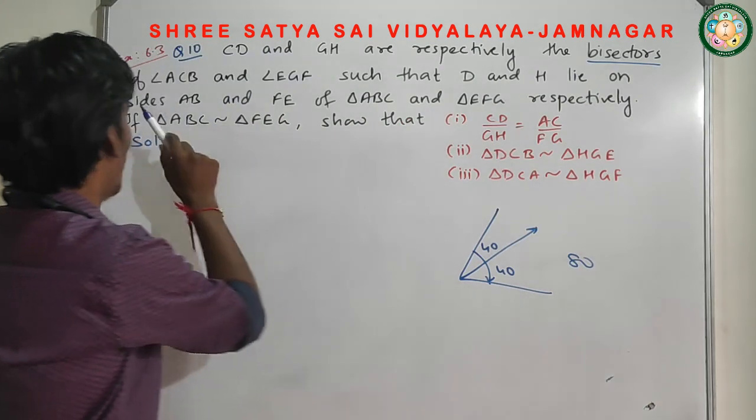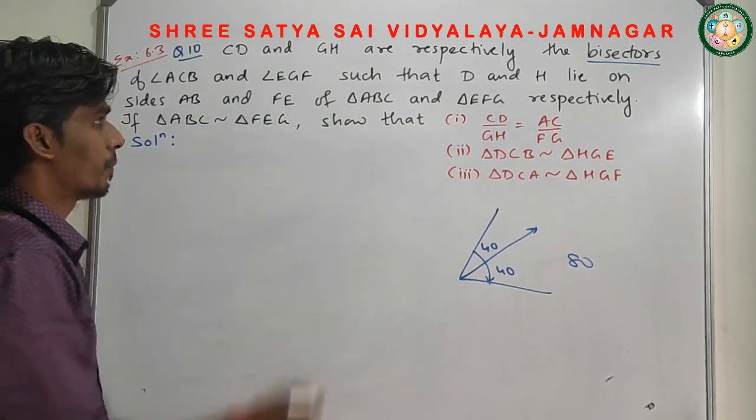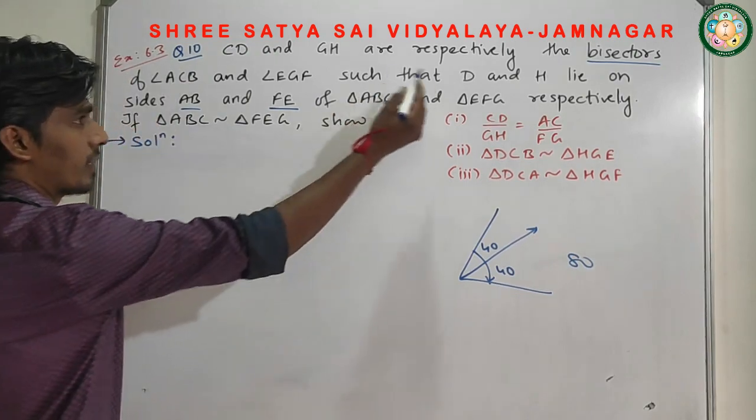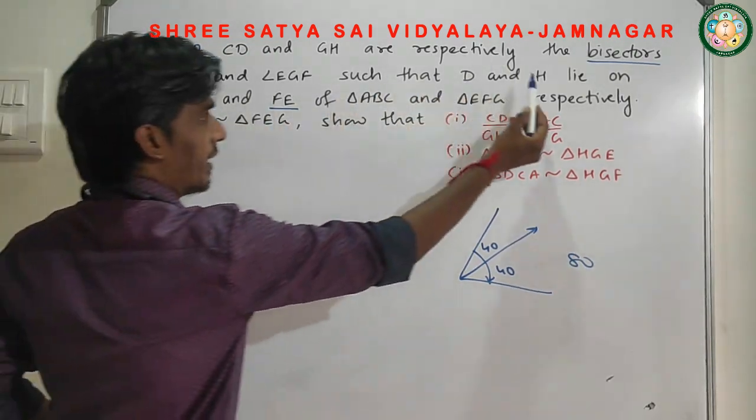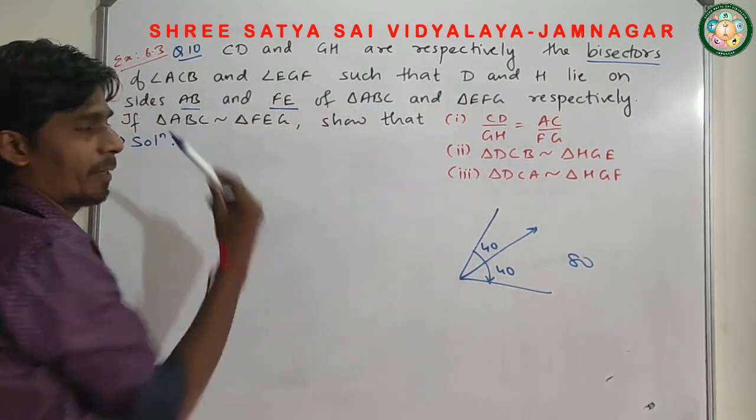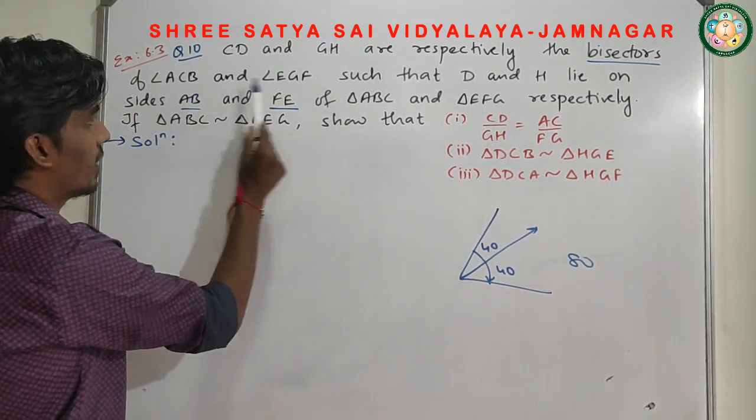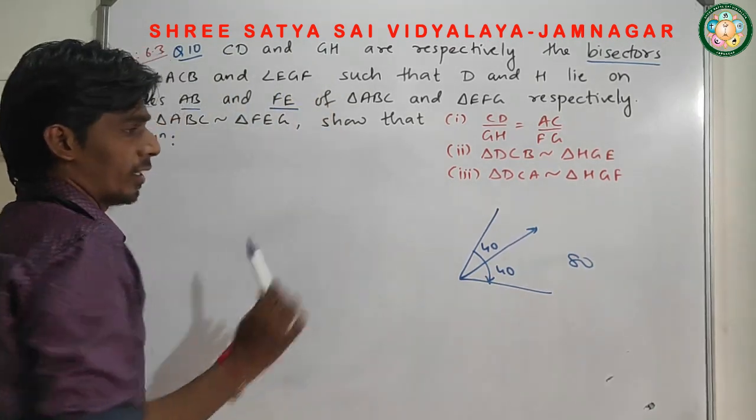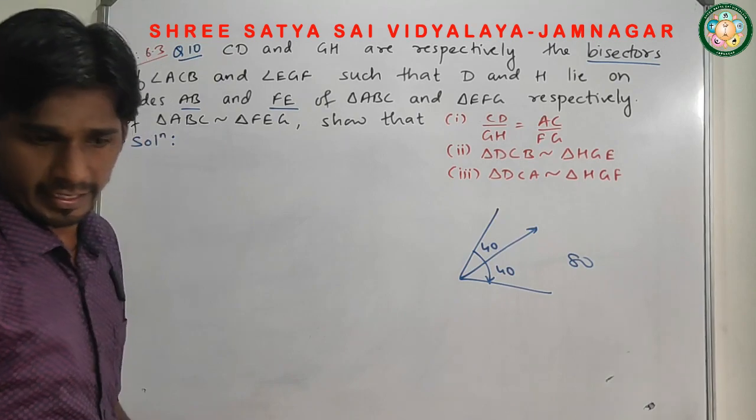So CD and GH are the bisectors of angle ACB and EGF such that D and H lie on sides AB and FE. According to this condition, we are going to draw a diagram in which point D lies on AB and point H lies on FE. The bisector of ACB is CD and the bisector of EGF is GH. So let's first of all draw this much diagram.